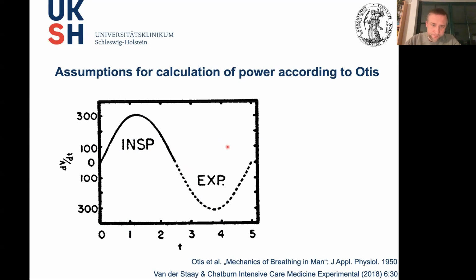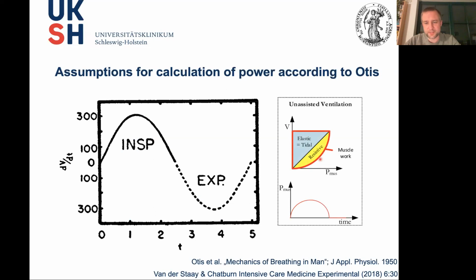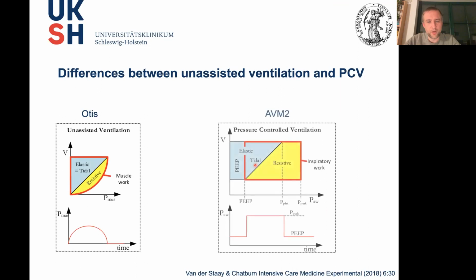As I said, power according to Otis equation is calculated with the assumption of a more or less sinusoidal pressure curve. So this is how the volume change over time, or the flow, looks like during spontaneous breathing. And this is the assumption behind the Otis equation, that there is this more or less sinusoidal flow or pressure during spontaneous unassisted breathing. Whereas in pressure-controlled ventilation, you have a more square wave pressure waveform like this, and all adaptive modes that are known to me at least use some form of pressure-controlled ventilation. So you have some more or less rectangular pressure volume waveform, and not a sinusoidal pressure wave as is assumed by Otis equation.